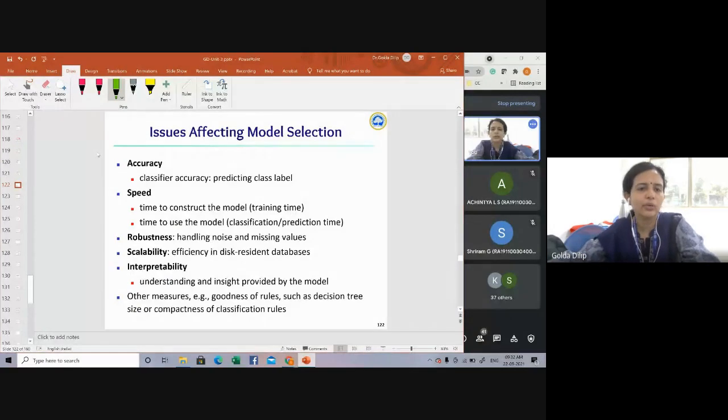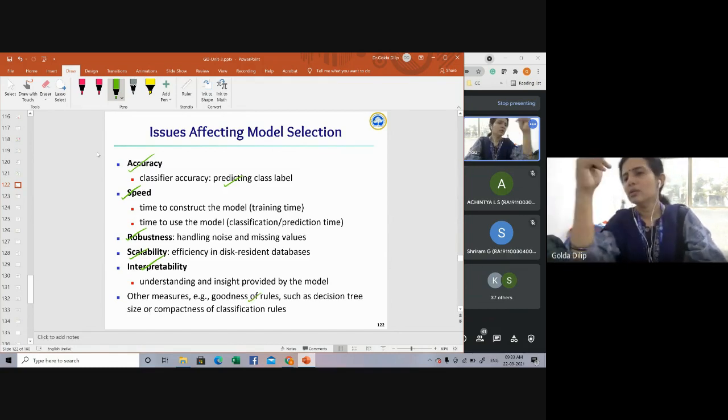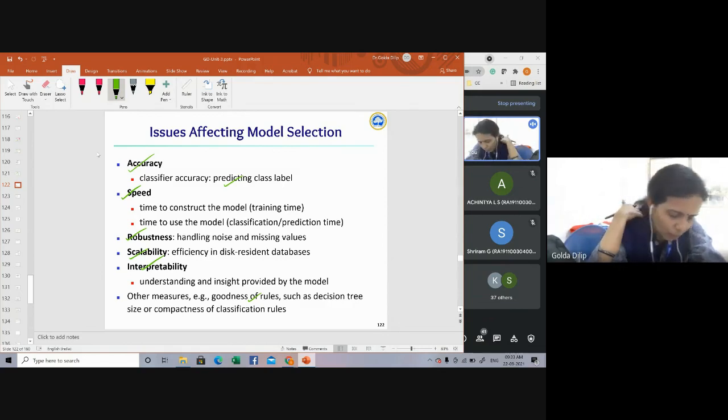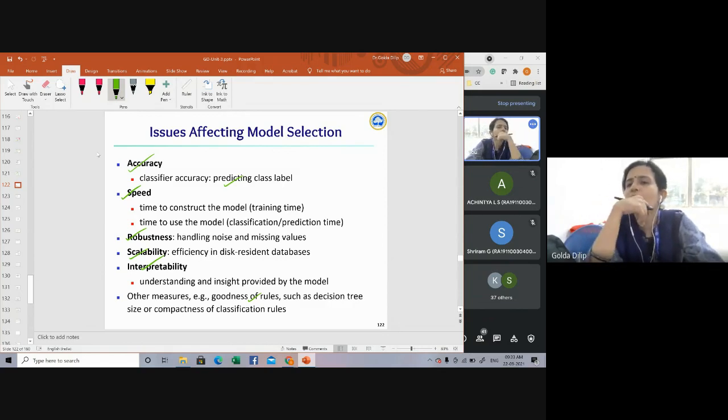One is the accuracy involved in predicting the class label. Second is the speed, robustness, scalability, then interpretability. The other measures are how good the rule is, the goodness of a rule. We had some metrics for evaluating the goodness of a rule. Do you remember what those measures are? What were the metrics involved in rule-based classification, which we had discussed?